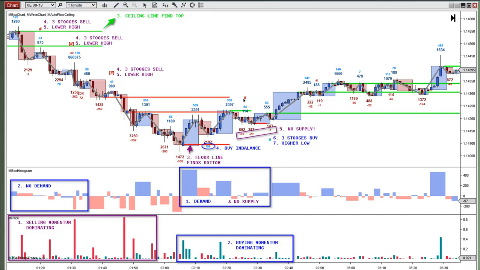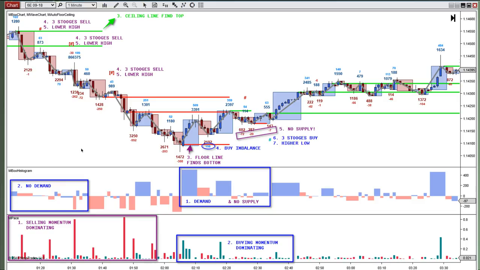We've got this sell signal here. But why would we not take it? Well, we don't see any supply. No supply. We see demand came in. No supply. Buying momentum dominating. We would not take this signal as a sell.